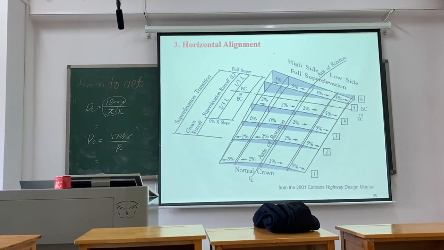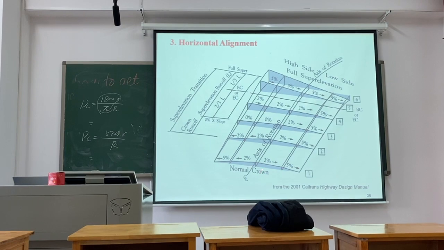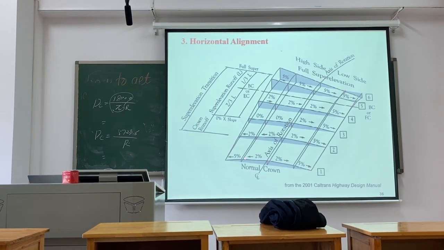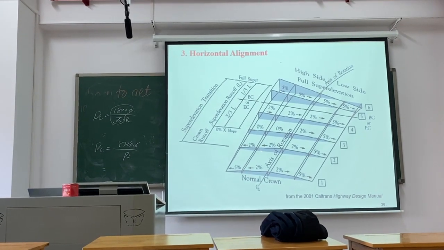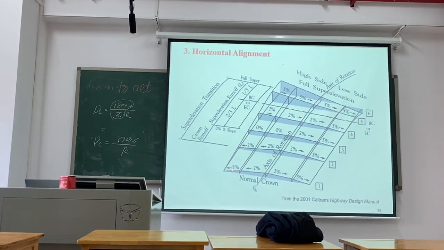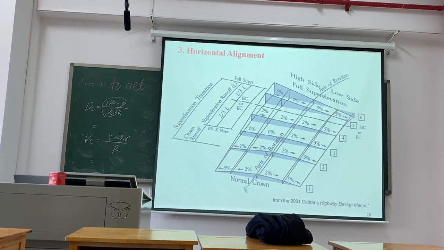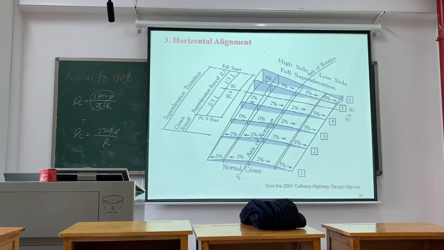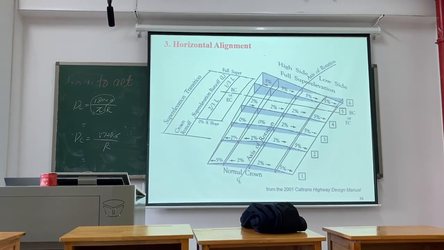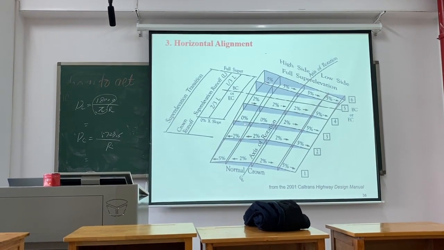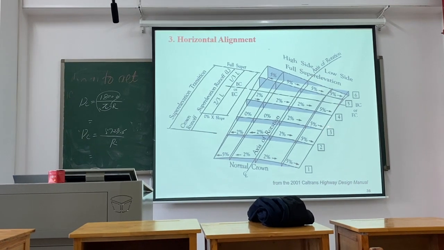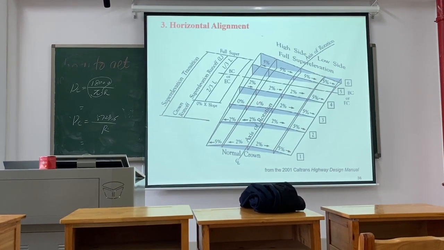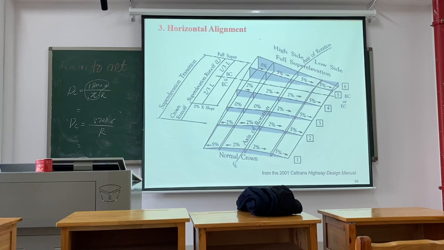When the cross section goes from normal crown to full superelevation, one side is changed from 2% to 0%, but the other side is not changed at first. Then it goes from 0 to 2% and to 5%.